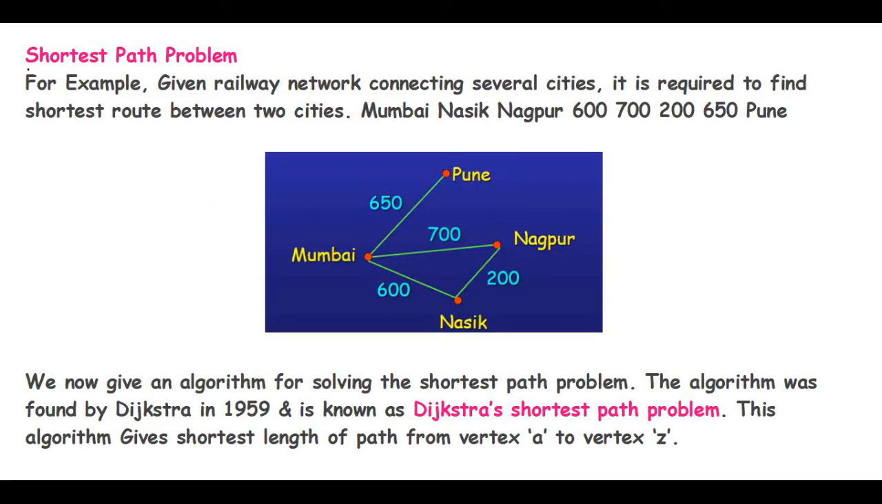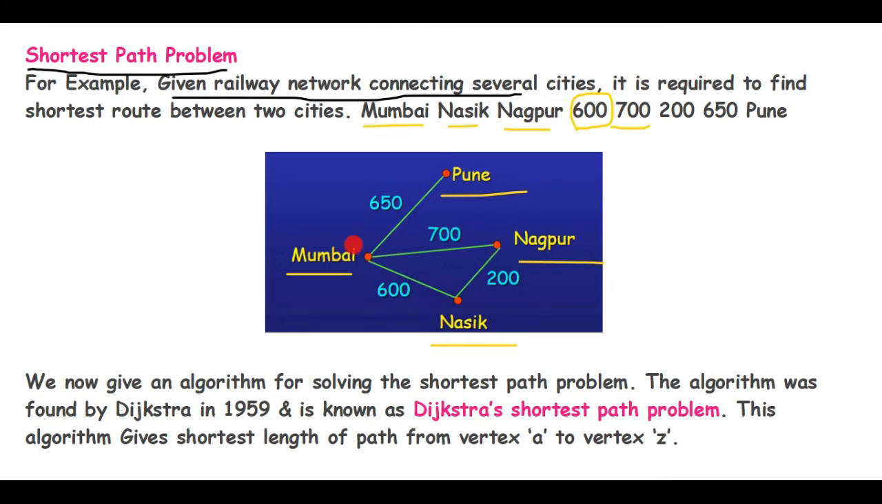So today let's see how to solve the shortest path problem, which is also known as Dijkstra's shortest path algorithm. For example, we have a given railway network connecting several cities, like here we have Mumbai, Pune, Nagpur and Nasik. It is required to find the shortest route between two cities, Mumbai, Nasik and Nagpur, and these are the weights of a given graph.